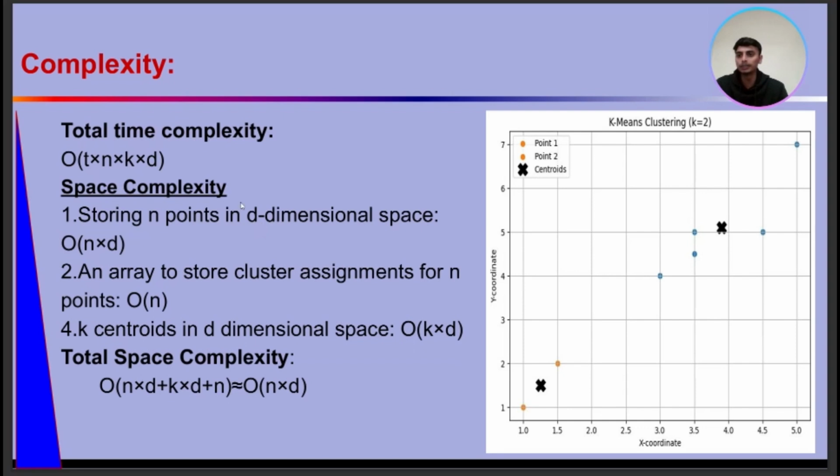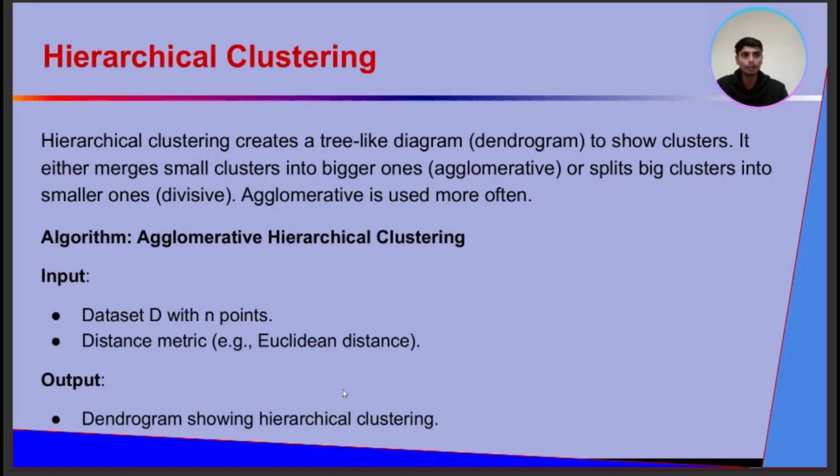This is the space complexity: storing n points in d-dimensional space takes O(n × d), and the k centroids in d dimensions take O(k × d), plus O(n) for the assignments. So the total space complexity is O(n × d + k × d + n), which is similar to O(n × d).